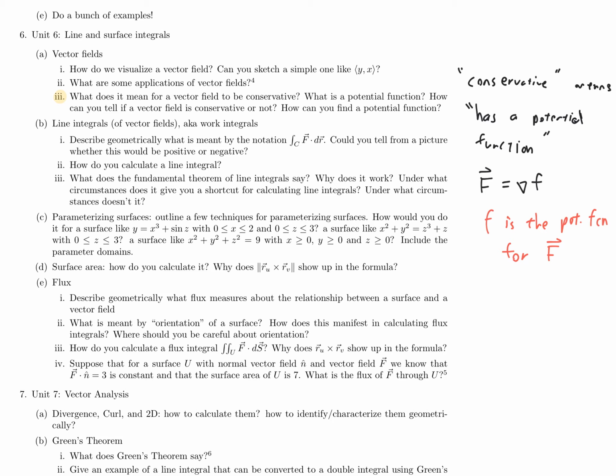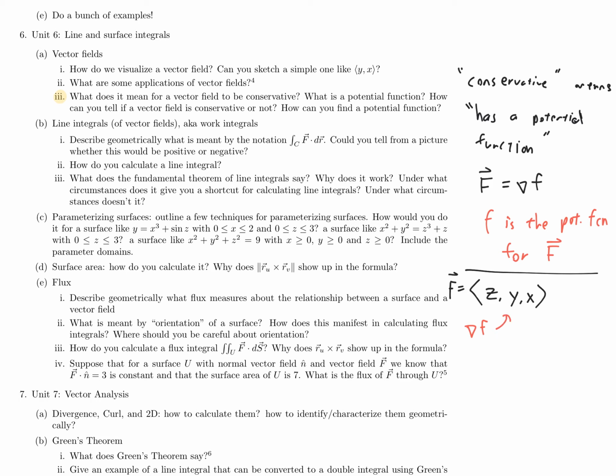You've done some examples of this already, but I'll go through 1 or 2 here. If I asked you to find the potential function of, say, the vector field z, y, x, so let's say this was the capital F, there are a few ways you could proceed. The way I would probably start is I'd say, okay, I need a function f of x, y, z so that the gradient of f is equal to this whole thing.